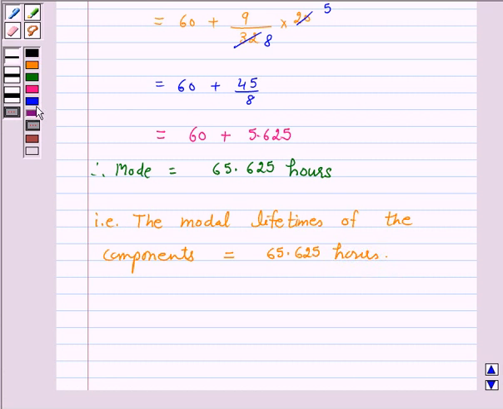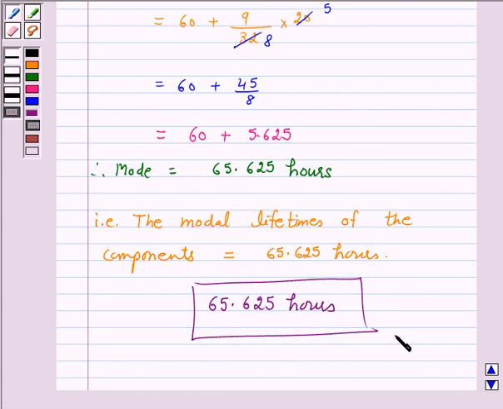Hence, the answer for the above question is 65.625 hours. I hope the solution is clear to you.